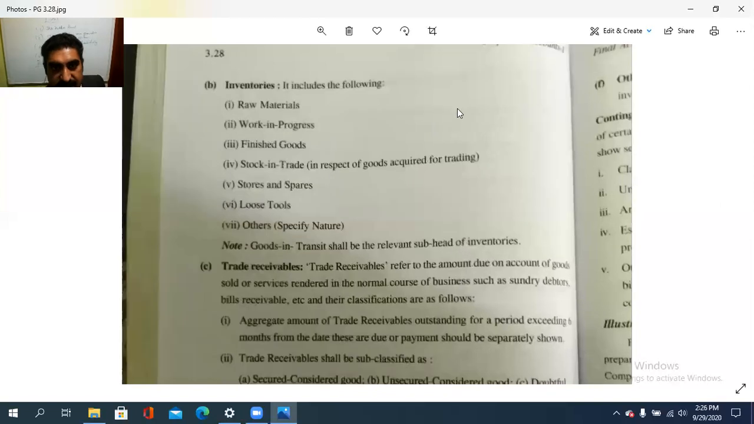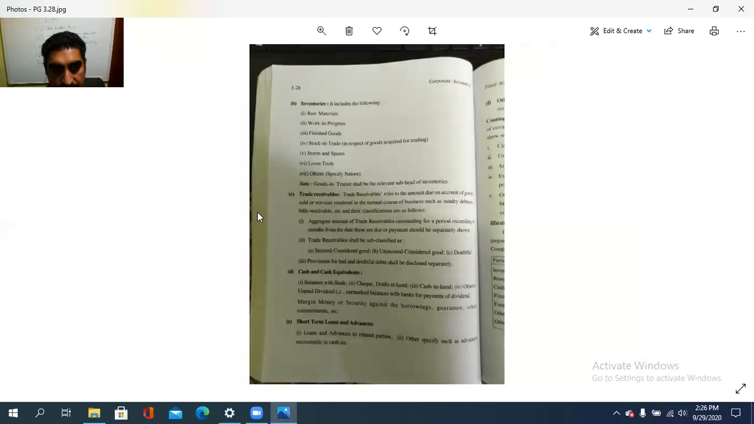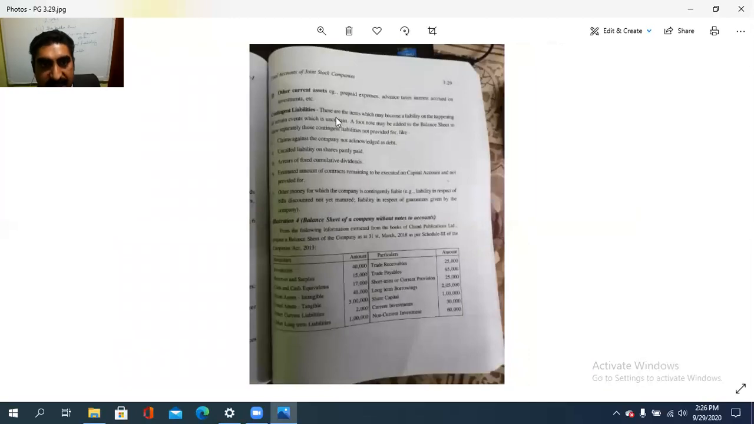like inventories: the raw material, work in progress, finished goods, stock in trade, stores and spare parts, loose tools, others like that, and trade receivable, debtors, then cash and cash equivalents, short-term loans and advances, other current assets, that is prepaid expenses, advanced taxes, interest accrued on investments like that. And also contingent liability is there.